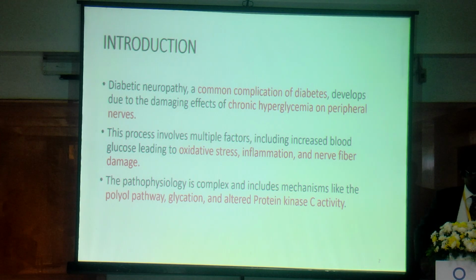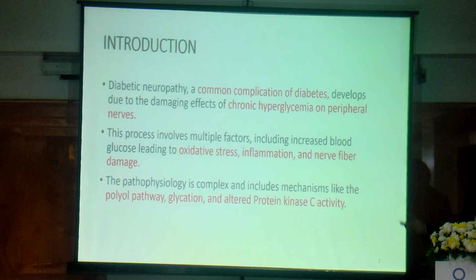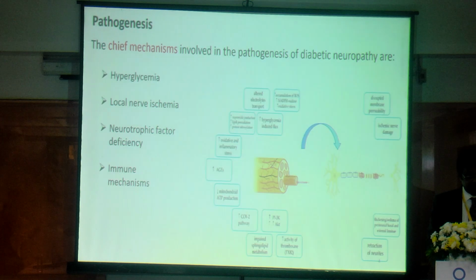This process involves multiple factors, because the high blood sugar level leads to oxidative stress, inflammation, and nerve fiber damage. And it involves so many pathways, like, just to name a few, the polyol pathway, glycation, and the altered protein kinase pathway. You can see in the subsequent slides how many factors play in to produce the neuropathy symptoms.